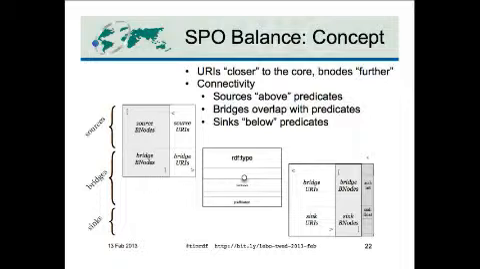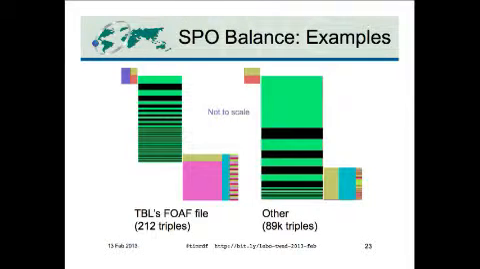Okay. So two real examples. Again, the 212 triples from Tim Berners-Lee's FOAF file, and another graph that I have been working with. It's 89,000 triples. One thing to note is that these aren't to scale. If the 212 triples were shown right next to the 89,000 to scale, it would be under my pinky and you wouldn't be able to see it. So I blew it up to compare it.